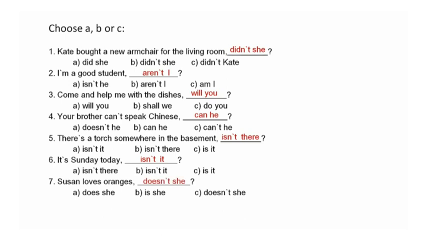It's doesn't she. Susan loves oranges is the sentence in the present simple tense, and that's why we use doesn't. The sentence is a positive statement, and we add she because the subject of the sentence is Susan.